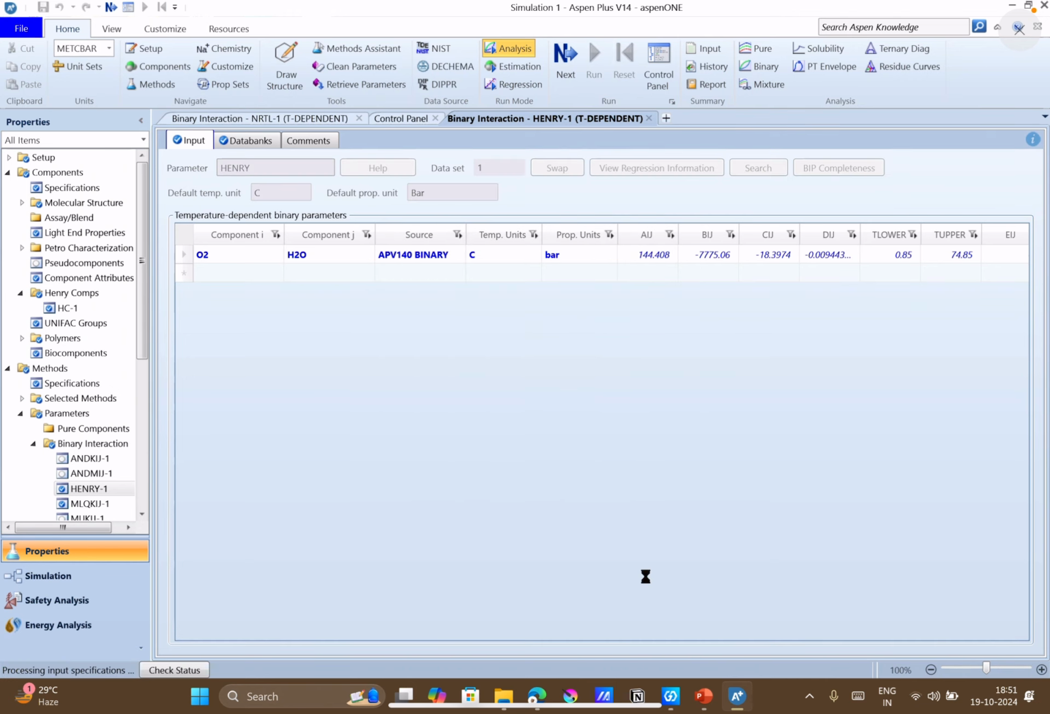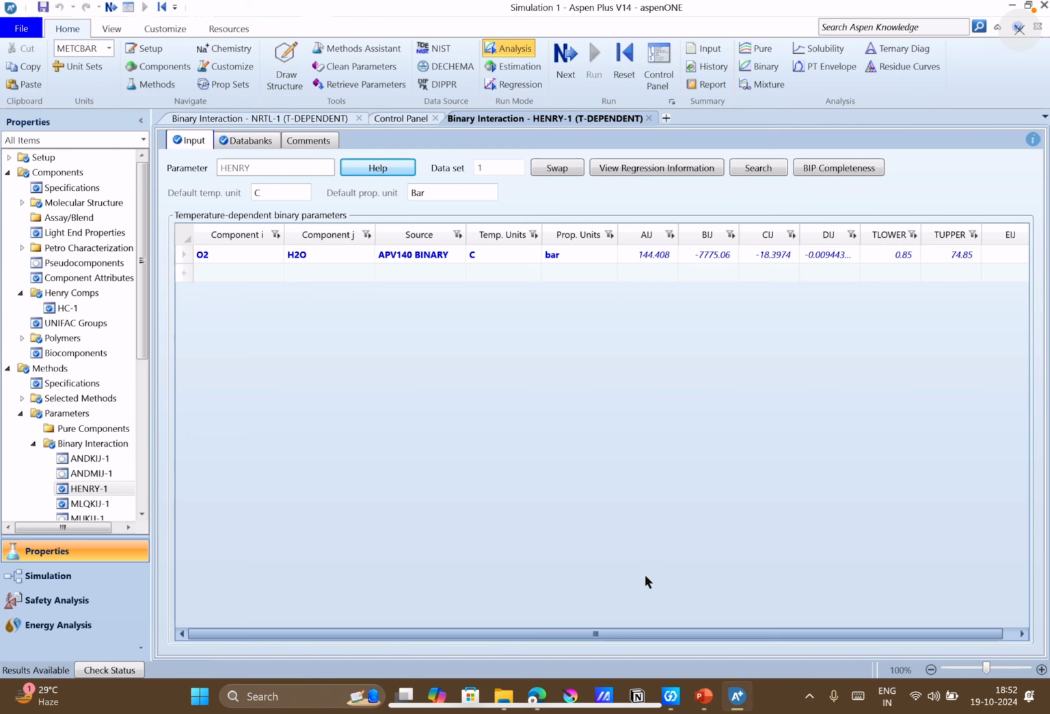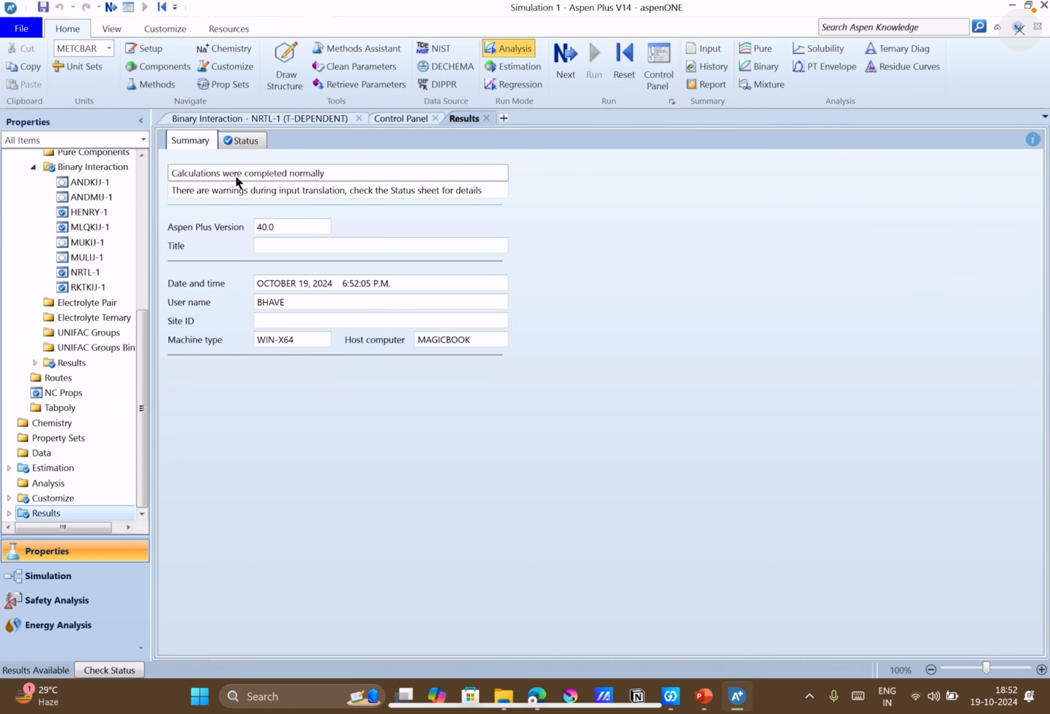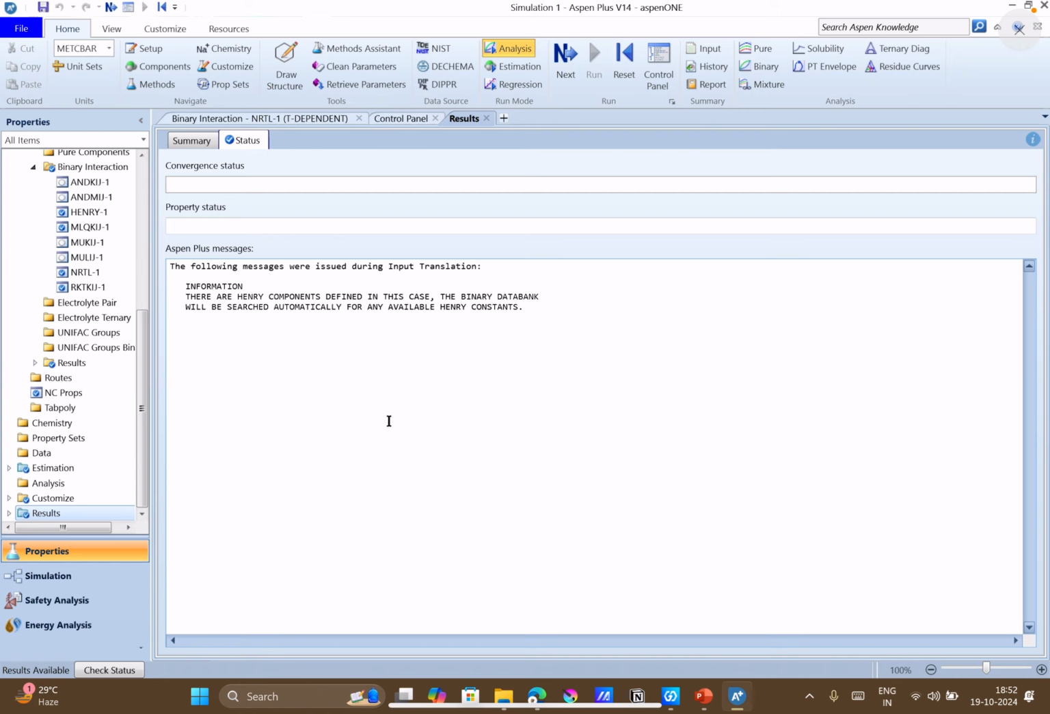So now we are only considering oxygen as a Henry component. So it won't compute the binary parameters between H2O2 and H2O. Yeah, so results are available. Okay, so this is working. Now let's go to the simulation.